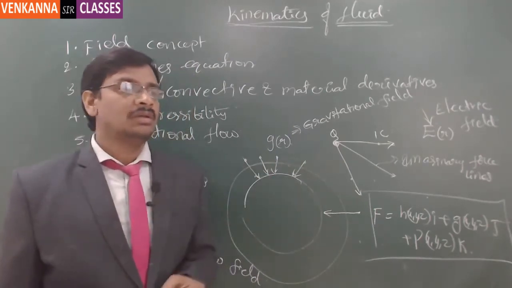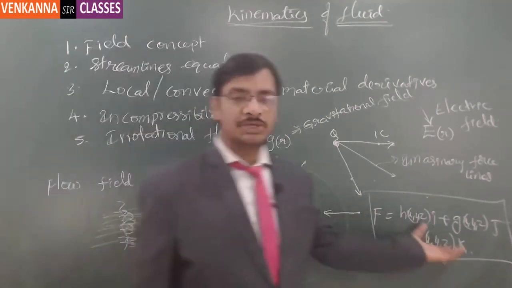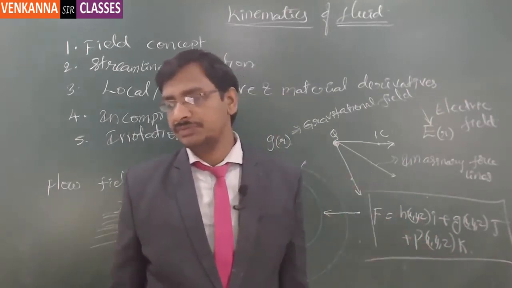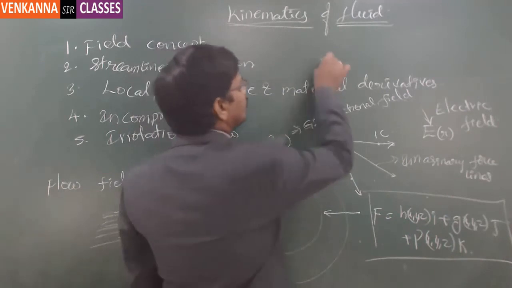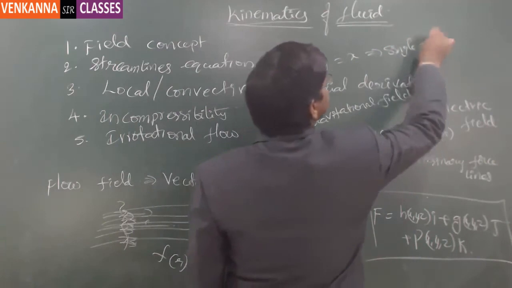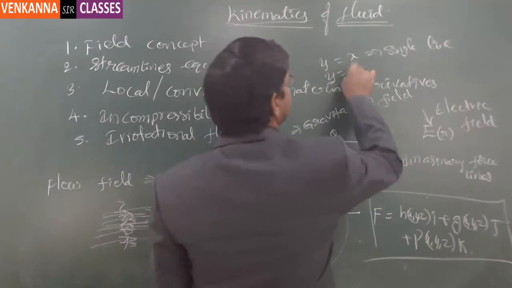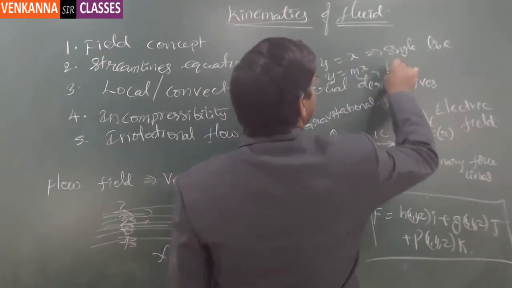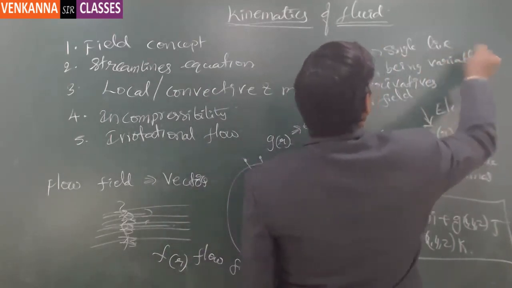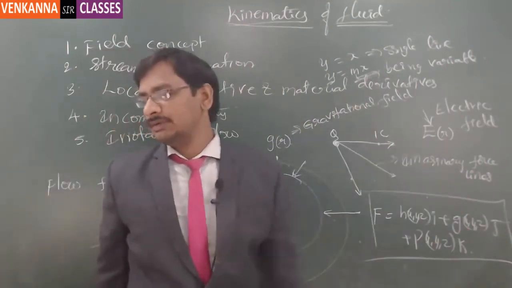The field means there are certain lines drawn in a specific direction, represented by these equations. All these lines together we represent with a single equation called the field equation. Suppose I say y is equal to x, then this is a single line. Suppose I write y is equal to mx, with m being variable. Now this represents multiple lines. These multiple lines together we call a field. Got it or not?